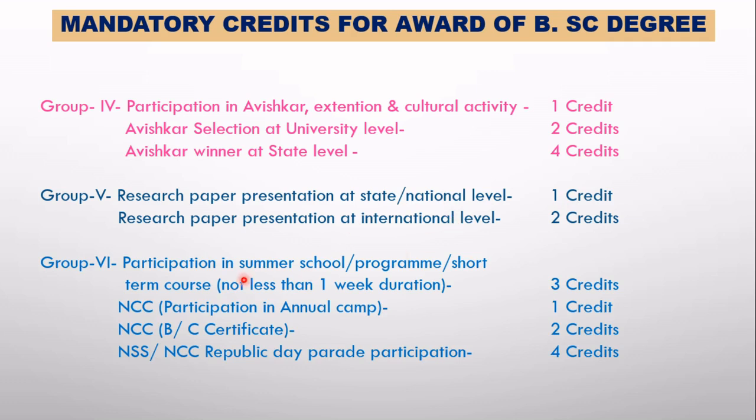Then this is group sixth, participation in a summer school program or short term course that is not less than 1 week in duration. Any student who completes this will get 3 credits. Then NCC participation in annual camp, 1 credit. NCC B and C certificate, 2 credits. NCC Republic Day Parade, so I think it is repeated, 4 credits.